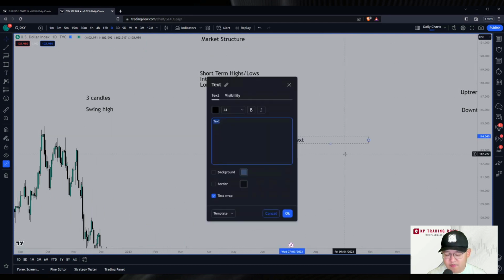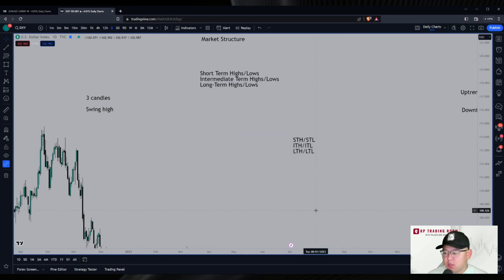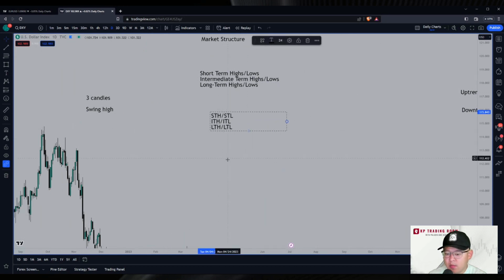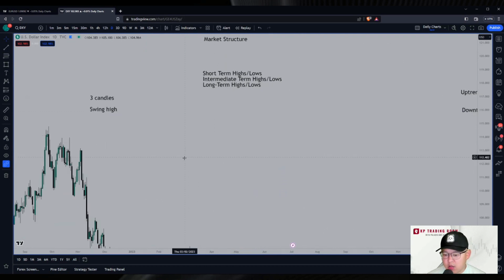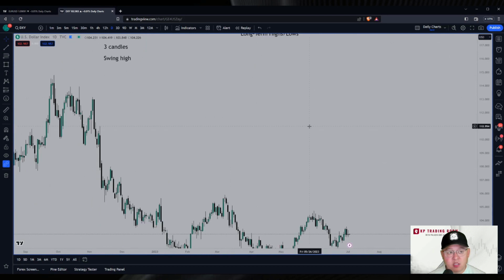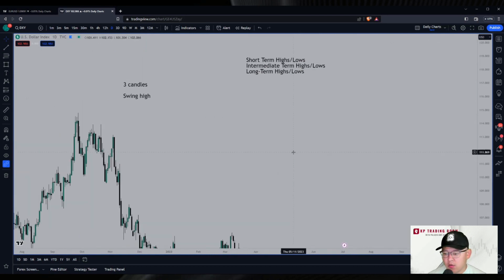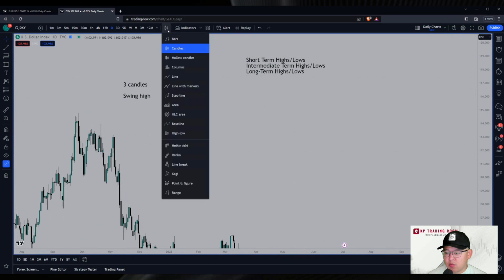And we can simplify and just say short-term high or short-term low, STH or STL, ITH or ITL for intermediate-term, or you have long-term high or long-term low, which is just shortening the names. So now that we understand what constitutes a short-term, intermediate-term, and long-term high or low, we can get into actual market structure.